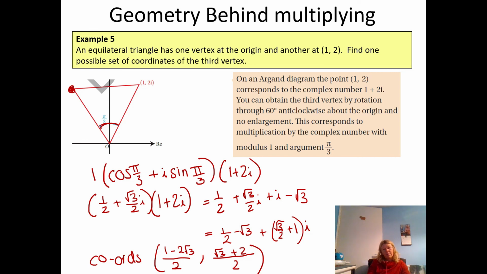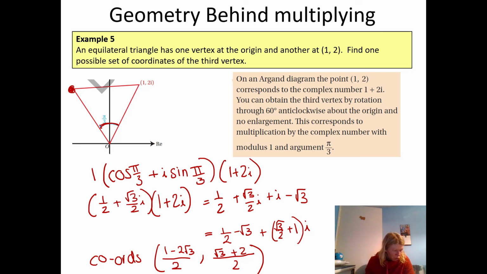How could you have got another one? Anybody think? If you want to shout it out. You could have rotated it the other way, and we mentioned rotating it the other way, we just divide. So if you divided by this cos pi by 3 plus i sine pi by 3, you'd have got another possible coordinate for the triangle. Anyway, we sent it anti-clockwise in the picture, so that makes sense for the picture.